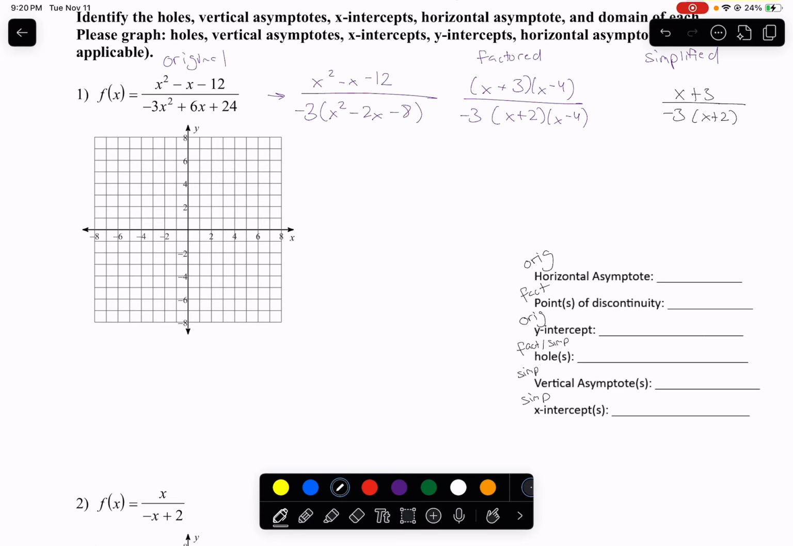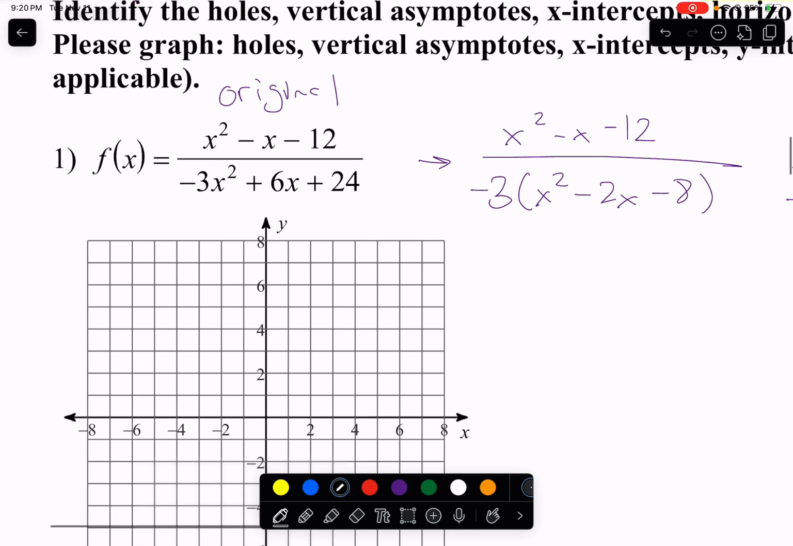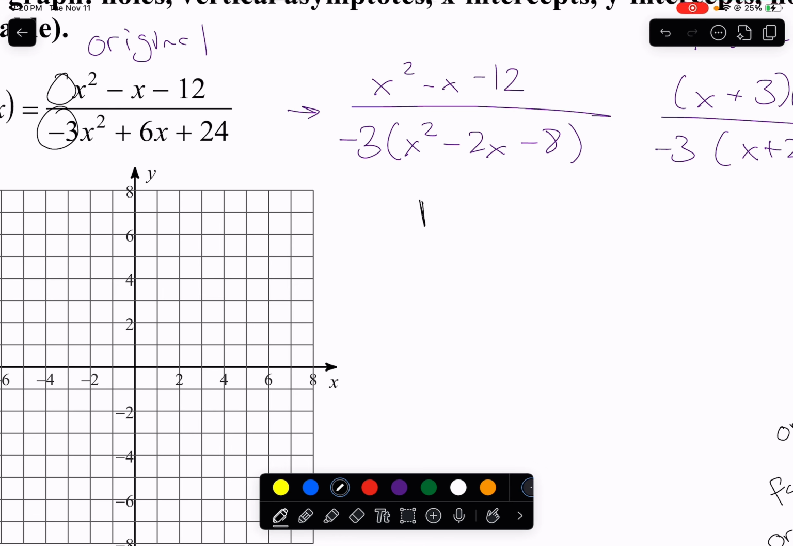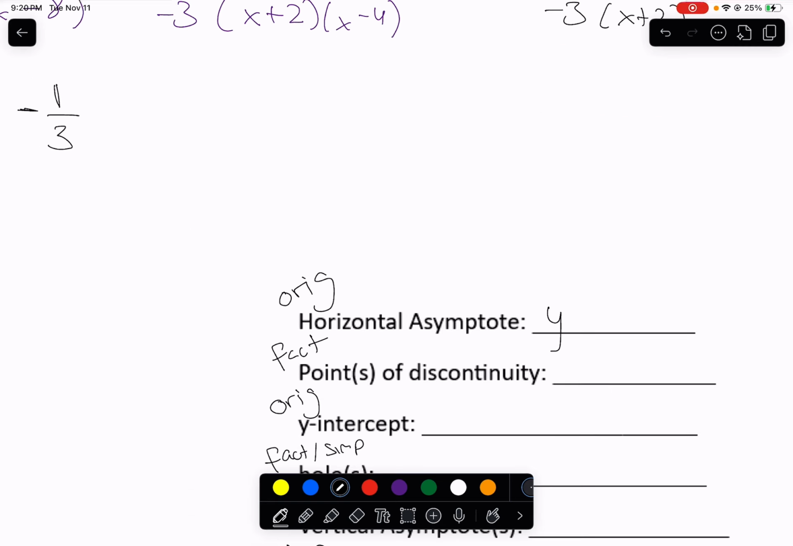All right. So for our horizontal asymptote, to determine that, we have to look at our original here and look at the degree of the top and the bottom. The degree on top is 2. The degree on the bottom is 2, so they're equal. When that is the case, you look at the ratio of the leading coefficients. On top, my leading coefficient's a 1. On bottom, my leading coefficient is a negative 3. So we simplify if we can, but this we really can't. We just end up with negative 1/3. So my horizontal asymptote is going to be y equals negative 1/3.